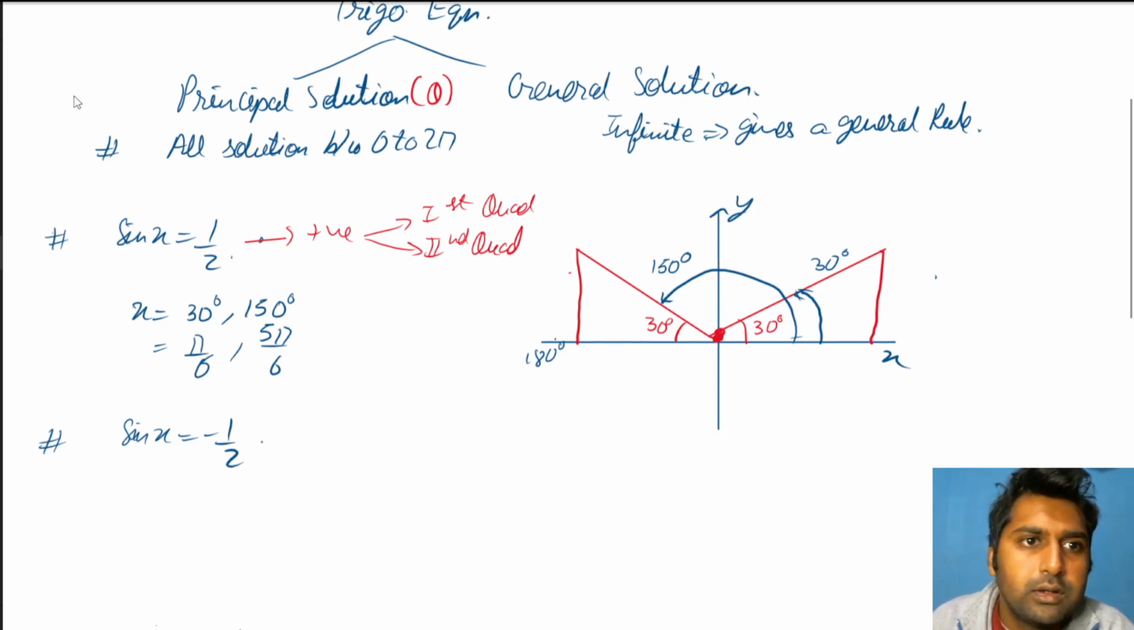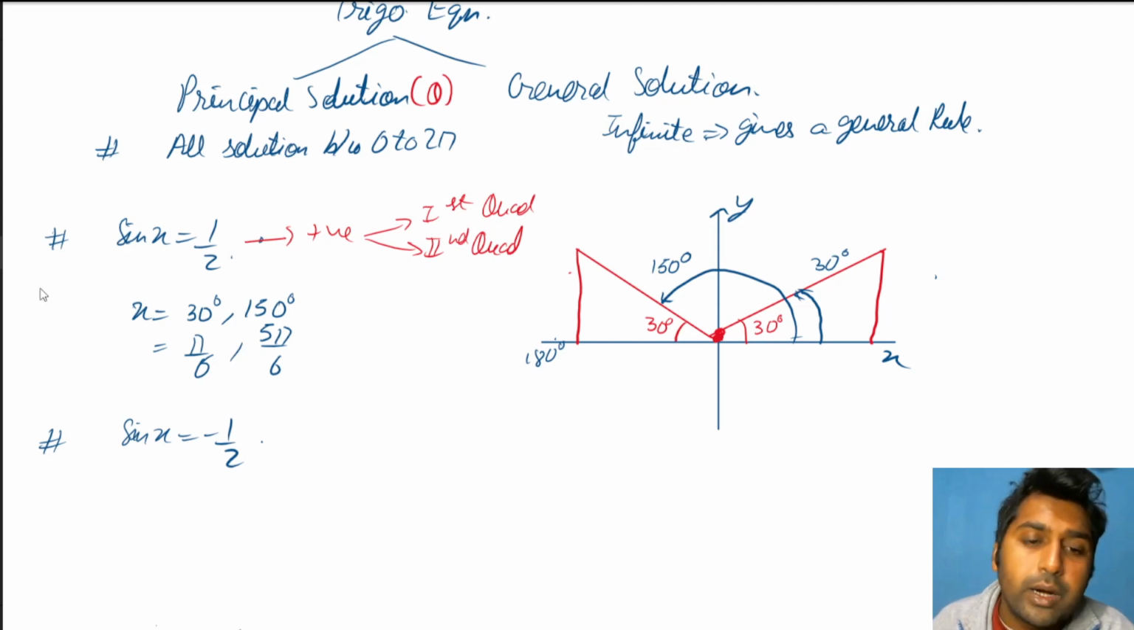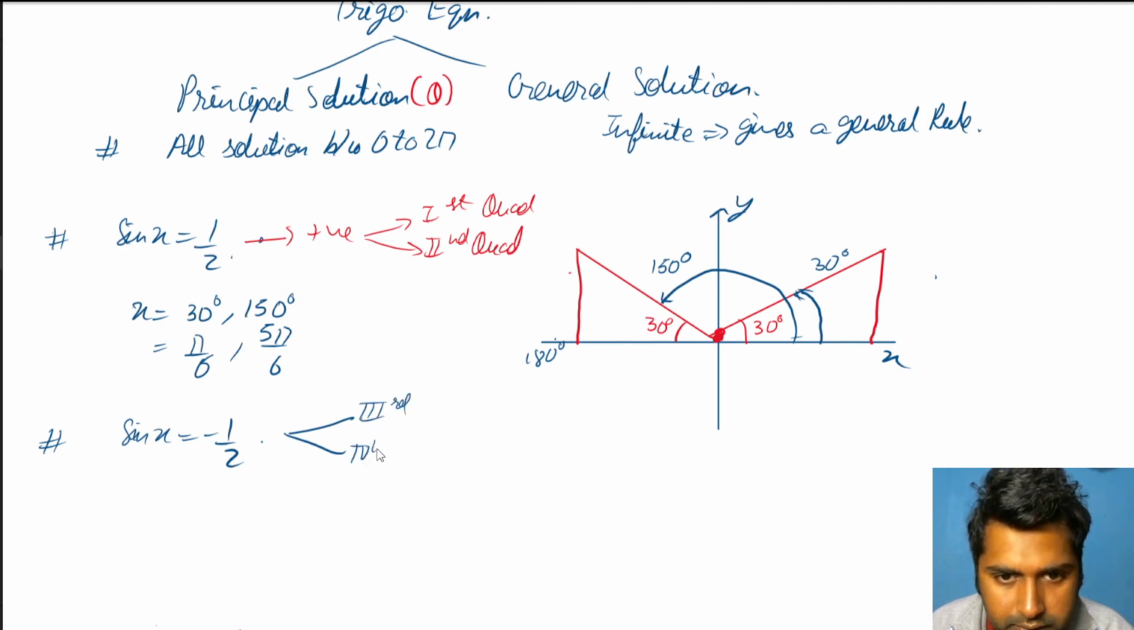So sin x is minus 1 by 2. We cannot directly guess the value exactly. It will take us time to identify. So what we can do is, first of all, judge the quadrant. Sine is negative in third and fourth quadrant.